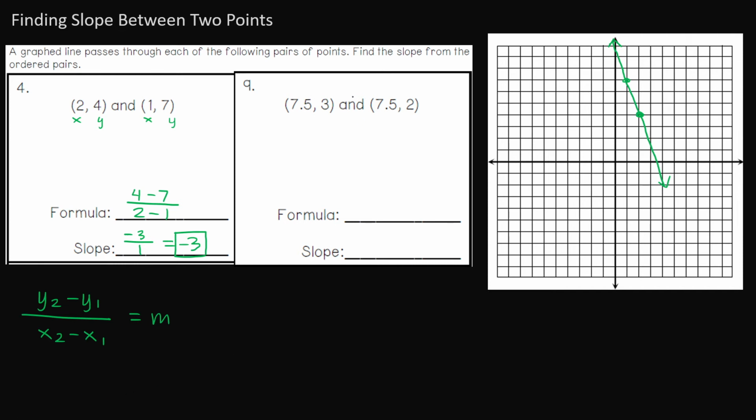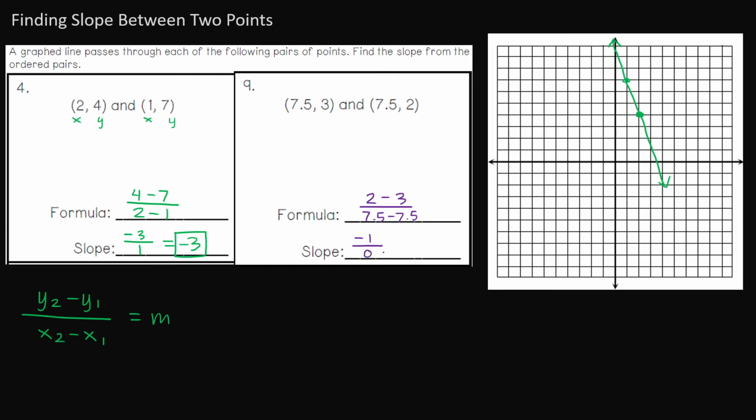Now let me try this one, problem 9. I'm given the coordinates (7.5, 3) and (7.5, 2). So I'm going to plug these into my slope formula, subtract my y values first. I'll do 2 minus 3, my right coordinate minus my left coordinate. Y values on top, your rise, and your run would be your x values subtracted from each other. 7.5 minus 7.5.